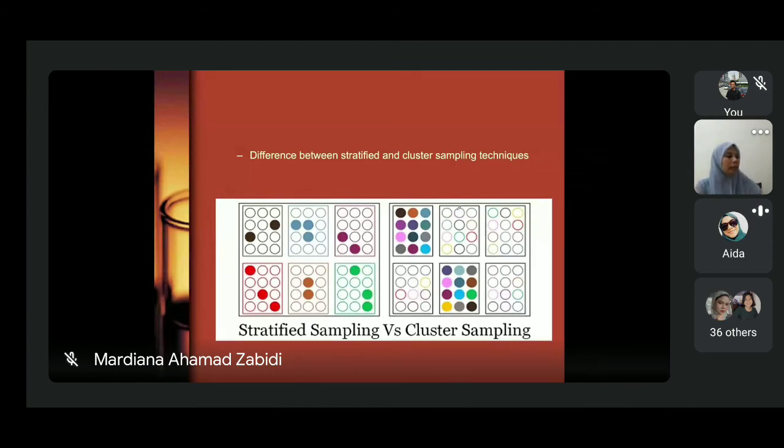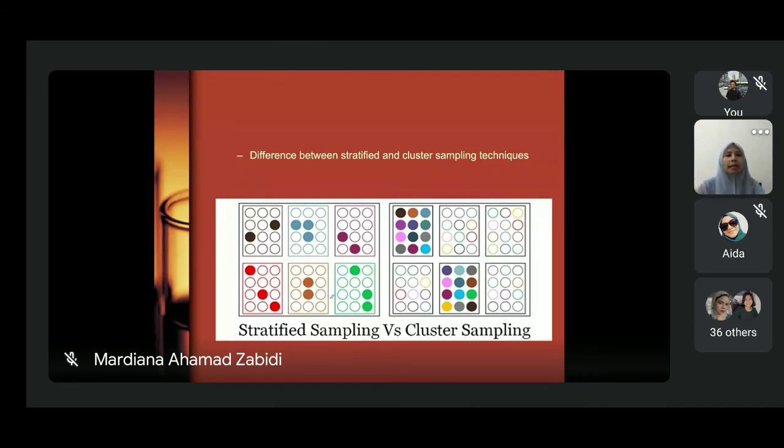Boleh, madam. Okay, good. So now this is the difference between stratified and cluster sampling techniques. So stratified, kita akan collect for every strata. Sebab strata, the population are heterogeneous. Tapi every strata are homogeneous. Untuk cluster, population adalah homogeneous. Tapi every cluster is heterogeneous.